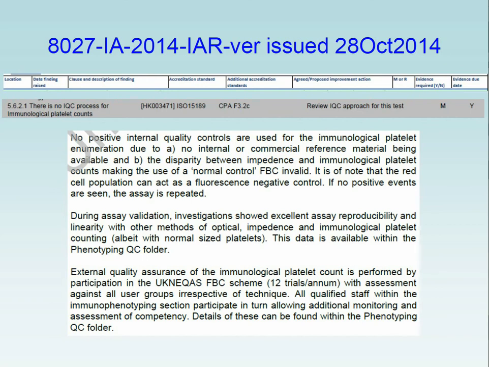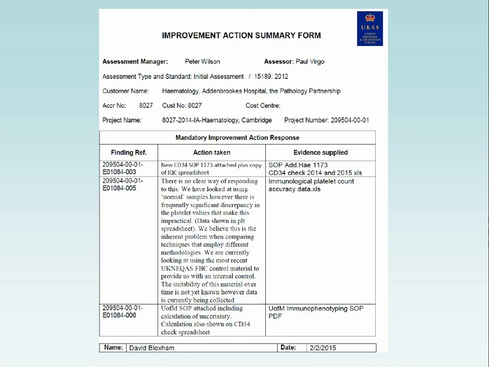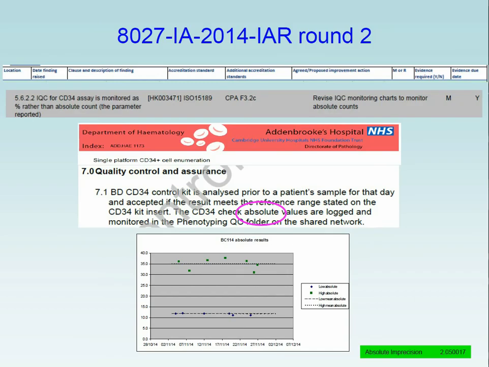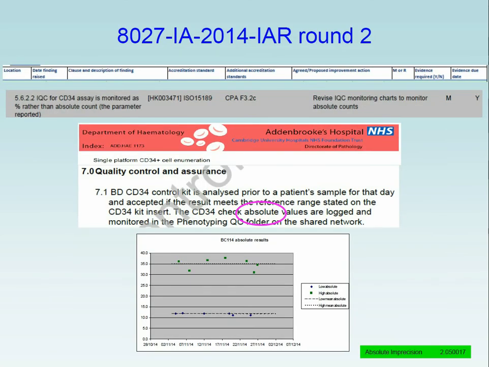So that was our responses, and this is what came back from responses. And you can see that three of the responses were still outstanding, and we had to complete a second round. This is what we introduced for the CD34 QC. That was quite easy. We monitored it on Graph, and we report it as an absolute value. And you'll notice this was the change to the SOP. The SOP originally said we would report the CD34 check values, not the absolute values. So we changed it to absolute values, and that passed.